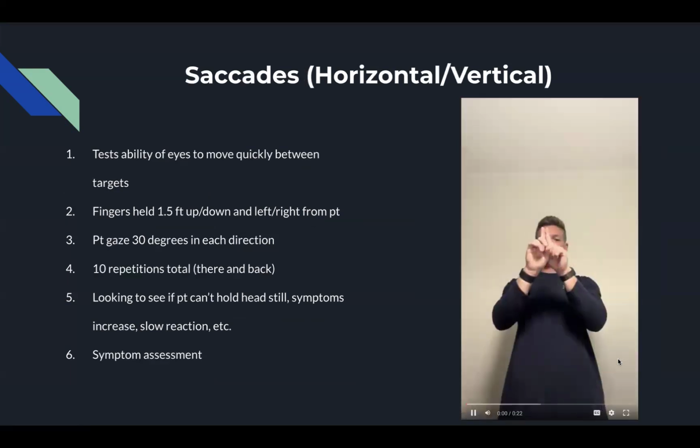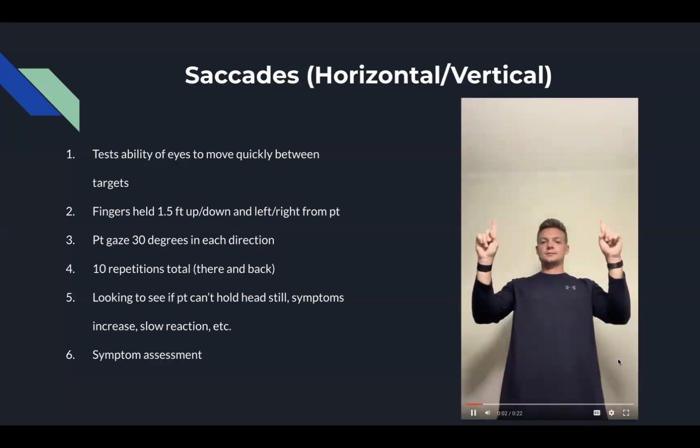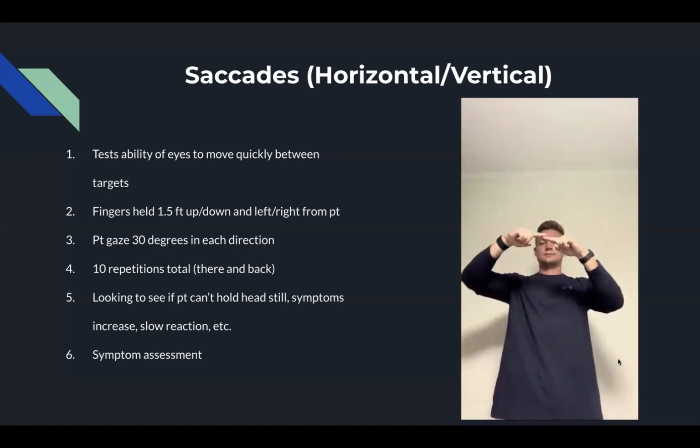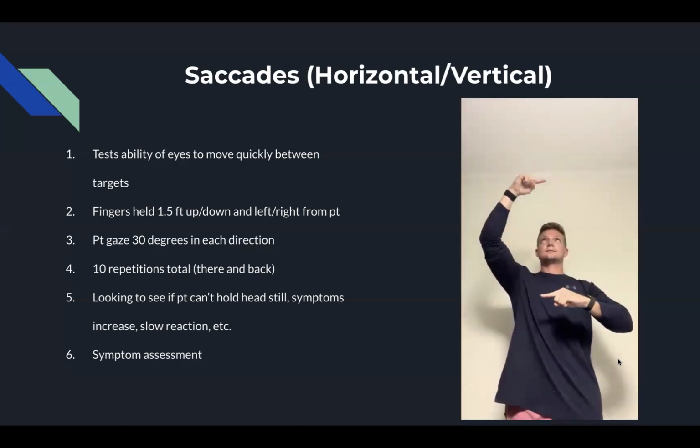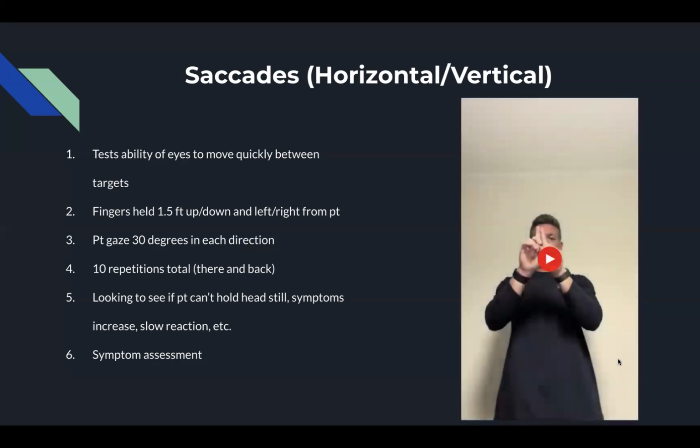As you can see in the video, the clinician holds horizontally, left to right, 1.5 feet apart, 2 targets, and the patient will look there and back, going as quickly as possible without moving their head. So that's horizontal completed. Now we will go to vertical, 1.5 feet apart. The patient will look between both the targets as quickly as they can with their eyes, 10 total times.